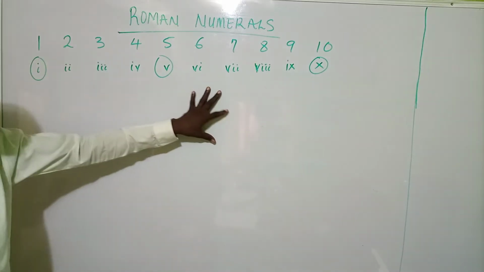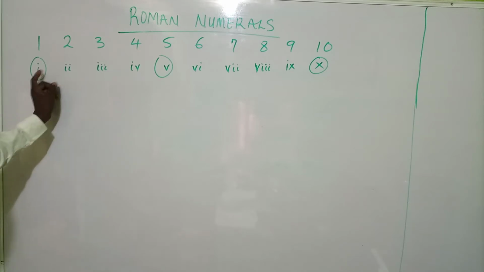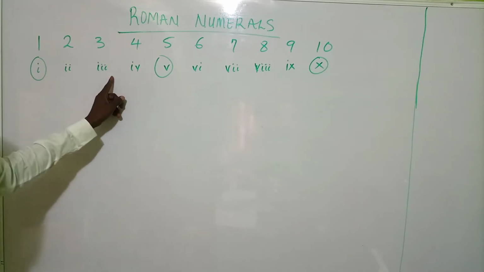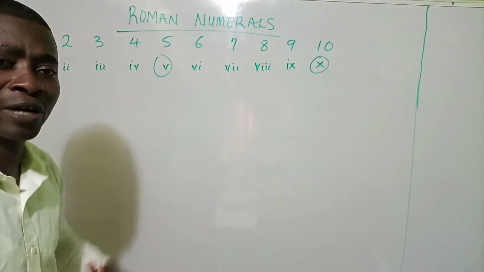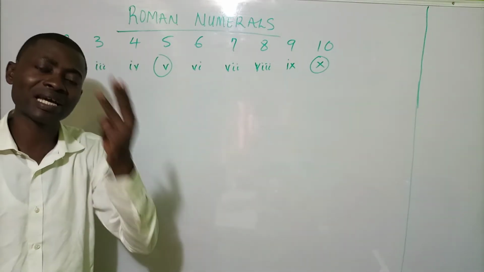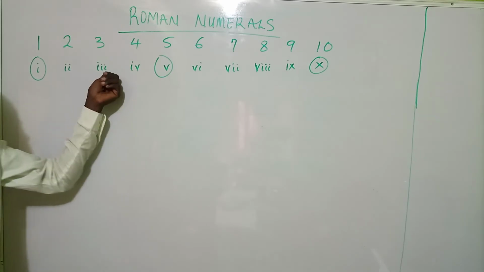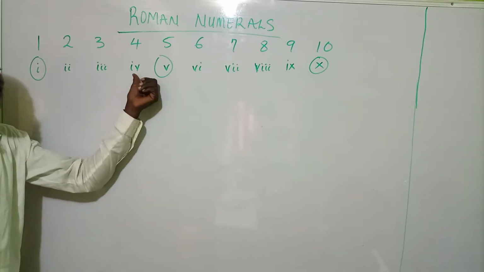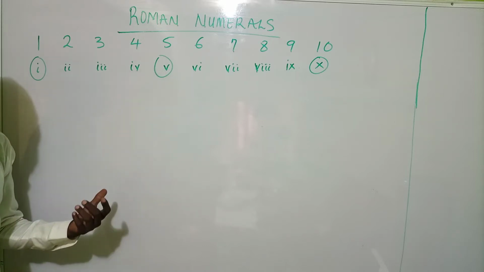For instance, look at the numbers you're having here. Look at 2. 2 is what? II. 3 is what? III. That brings us to the next truth, something again you must bear in mind under Roman numerals: you cannot use one alphabet more than 3 times. Like in 3, you see 3 is III. We use I 3 times. Getting to 4, you cannot say IIII. No. But rather, what do we do?